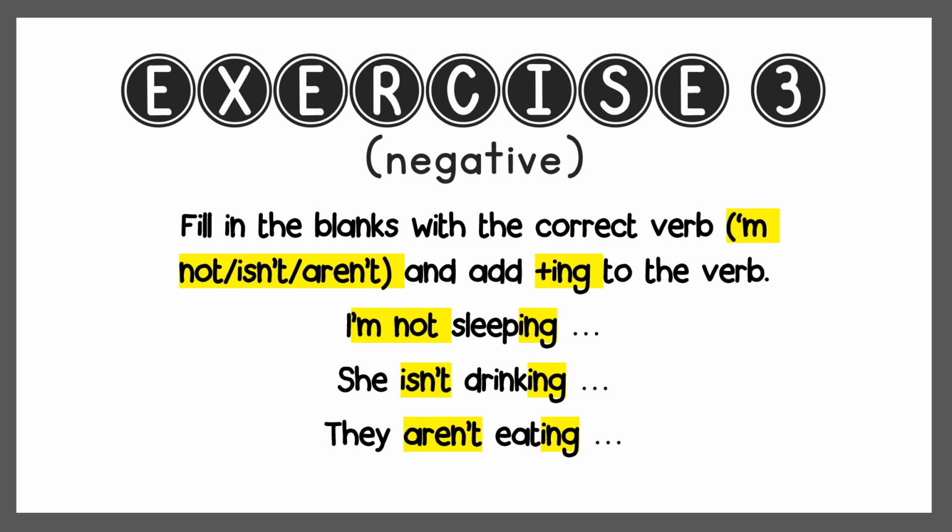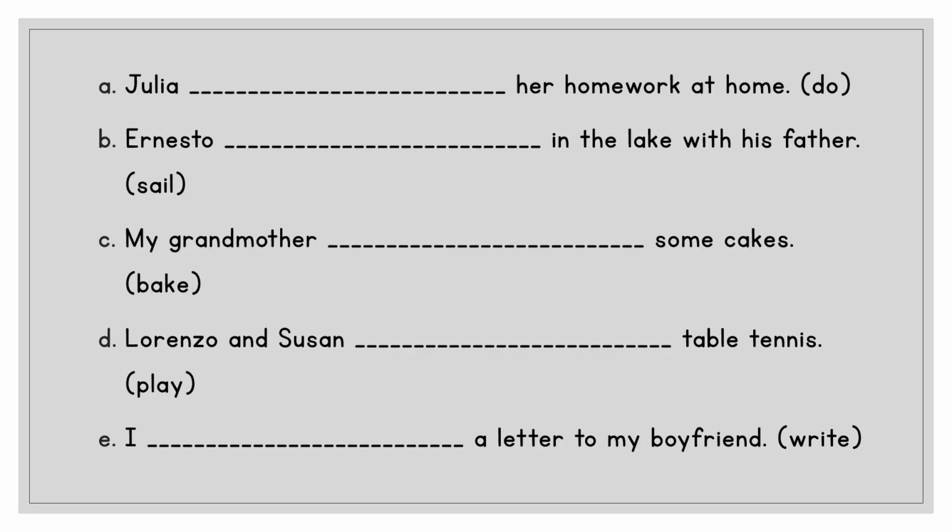Soalan dia sama je teacher bagi. Okay, so kalau dekat atas betul, dekat bawah pun patutnya betul. Kalau dekat atas is, dekat bawah isn't. Okay, alright. Sama je soalan dia. Julia, Ernesto, my grandmother, Lorenzo and Susan. Okay, jadi pause dulu video ni, buat dulu. Okay, you can refer back to the questions kat atas tadi. Kalau tadi kita guna is, dekat bawah kita guna isn't. Okay, do tu sama je. Do je jadi doing. Okay, pause sekarang.